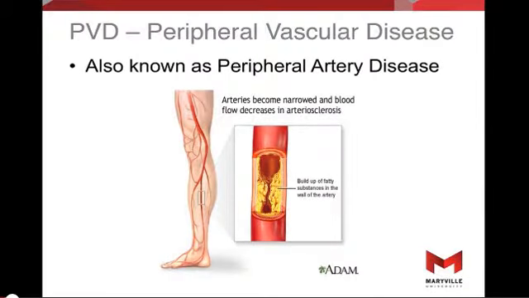So peripheral vascular disease, also known as peripheral arterial disease, is a condition that's buildup of plaque or fatty substances in the walls of the arteries that leads to clot formation or decreased blood supply.